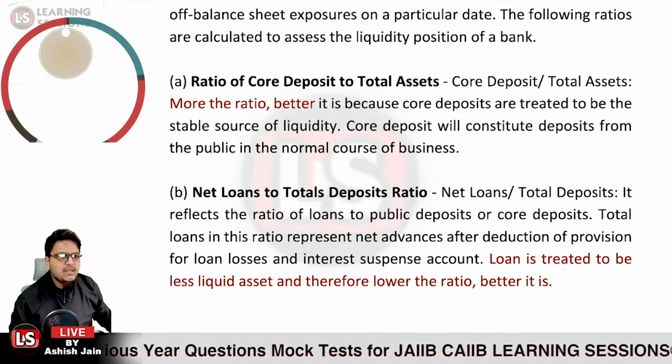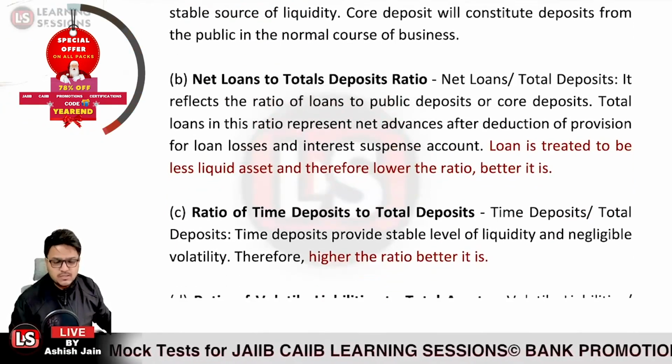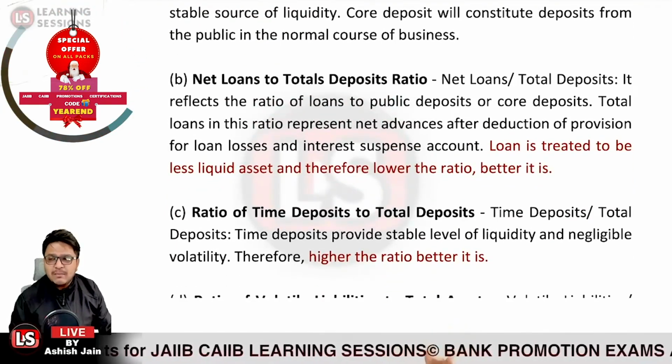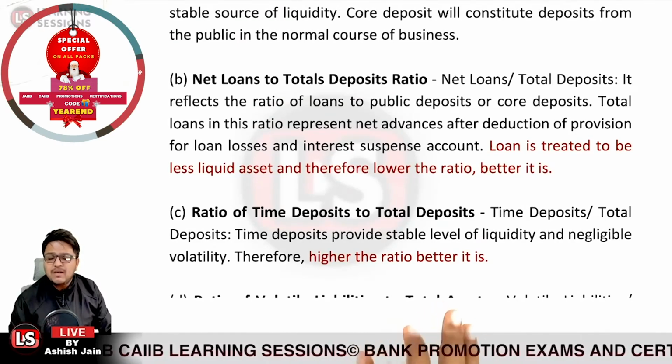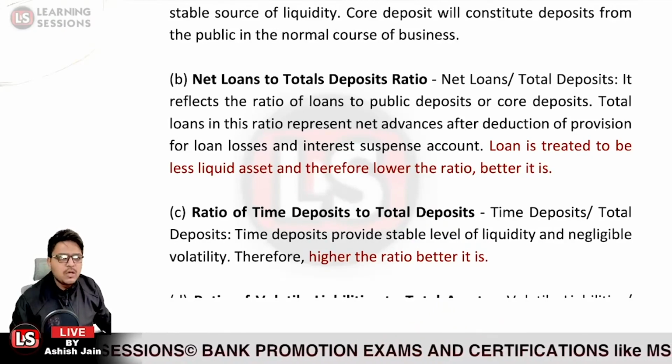Then the third one is the ratio of time deposits to the total deposits. Time deposits are basically related to the stable level of liquidity. So the more the ratio, the better it is.